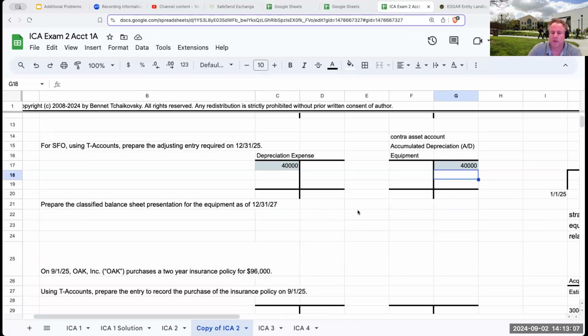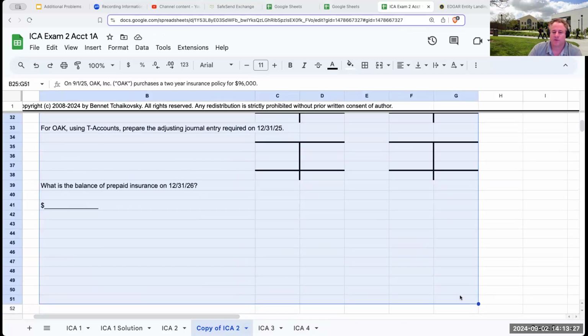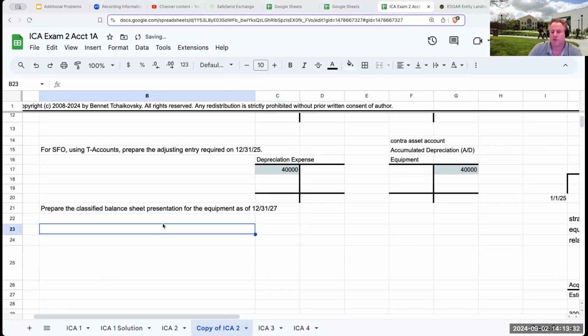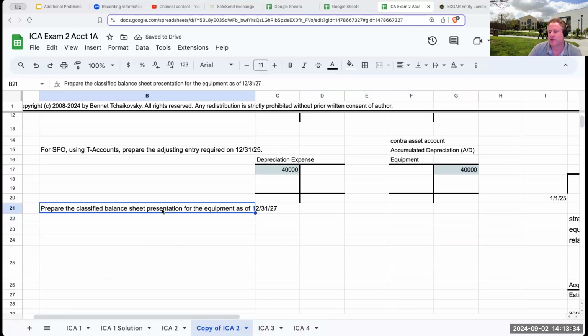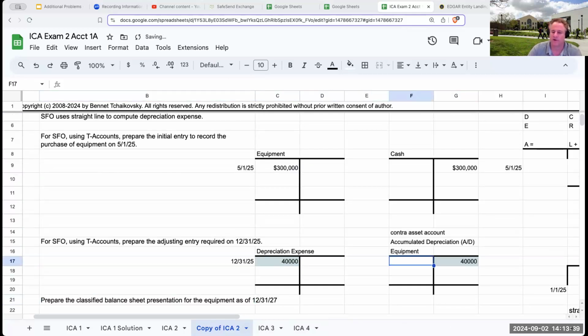Now, over here, it's asking us, well, prepare the classified balance sheet presentation for the equipment as of 12/31/27. But before we get to that part right over here, let me just move some of this down below. So before we get to 12/31/27, let's go through and take a look at 12/31/25.